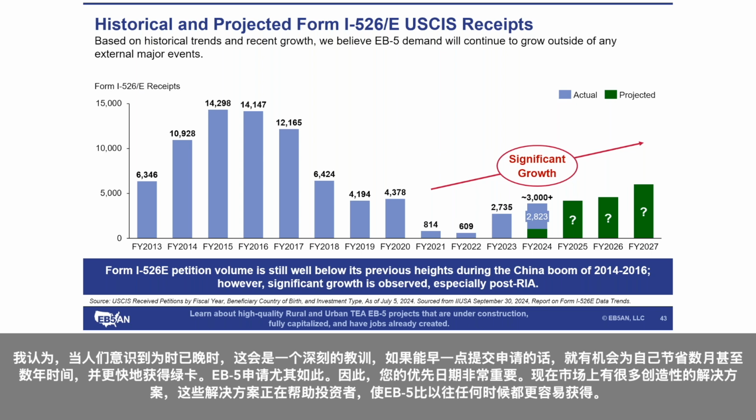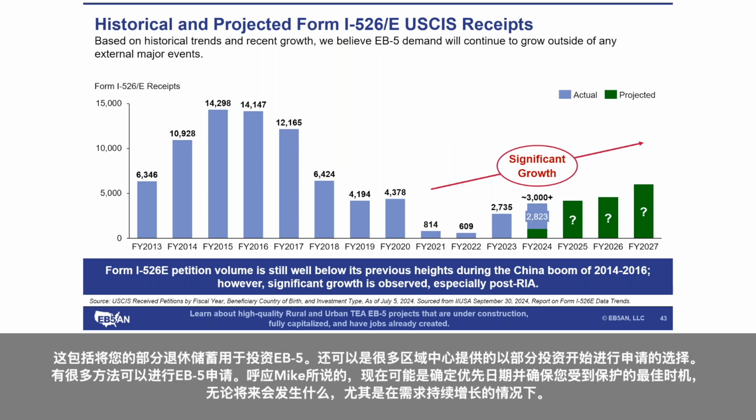There's a lot of creative solutions that are kind of running around in the market right now that are helping investors and making EB-5 more accessible than it ever has been. That includes using some of your retirement savings towards EB-5. That includes partial funding options that a lot of regional centers are providing. There's a lot of ways to get comfortable with EB-5, and to Mike's point, now is probably the best time as ever to go ahead and lock in that priority date and make sure that you're protected, whatever may come in the future, especially as demand continues to rise.